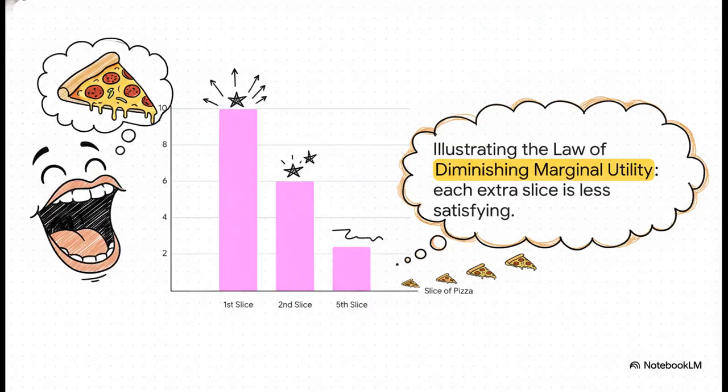This chart perfectly illustrates what we call the law of diminishing marginal utility. This is a fundamental principle of consumer behavior. Look at that first bar. That first slice of pizza, when you're hungry, gives you a massive amount of utility, a ton of satisfaction. The second slice? Yeah, it's still good, but the additional satisfaction is clearly less. By the time you get to the fifth slice, the extra utility you get from it is tiny. The more you have of something, the less you value getting one more.